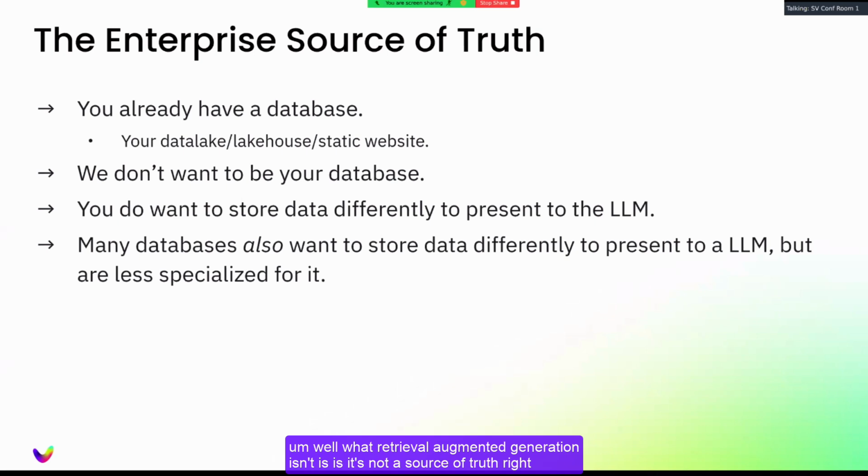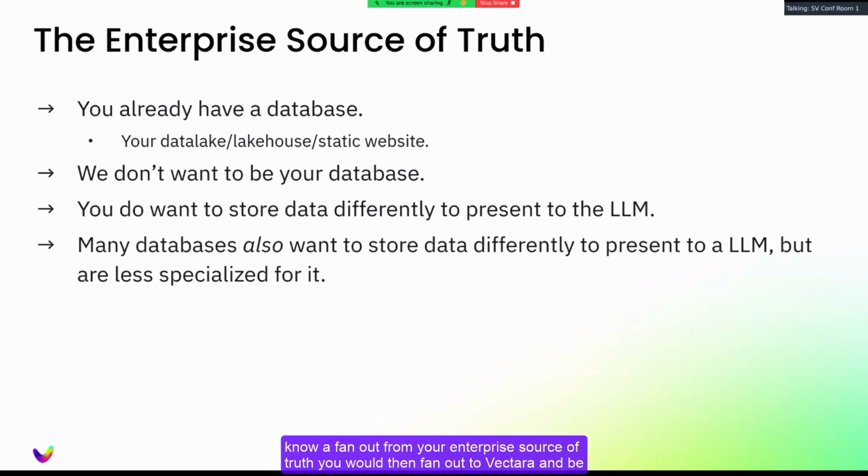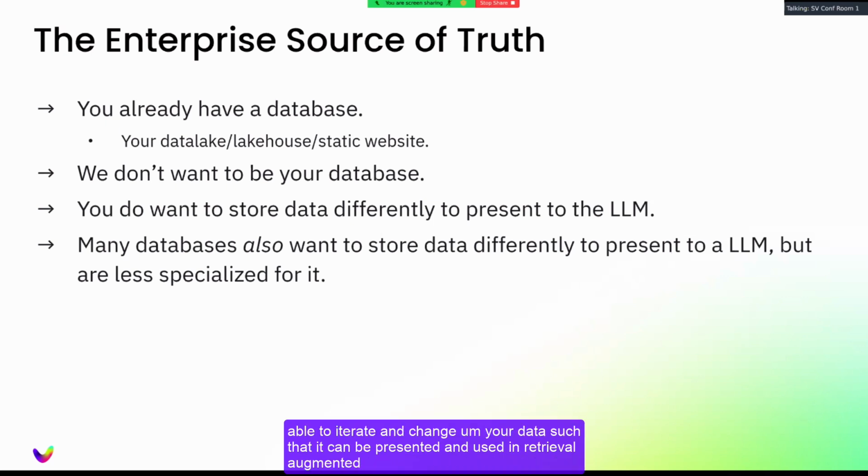What retrieval augmented generation isn't, is a source of truth. What we think of Vectara as a service is that your data is something separate. We want you to be able to figure out how to structure your database in a way that we can present to an LLM. In the same way that you have different indexes and a fan out from your enterprise source of truth, you would then fan out to Vectara and be able to iterate and change your data such that it can be used in retrieval augmented generation. That's why we need to store your data, but you need to be able to iterate and figure out how to store that data such that the LLM can actually retrieve it using natural language.